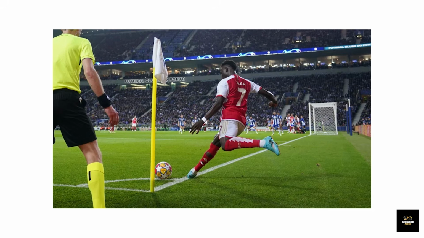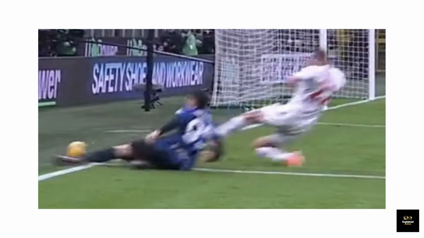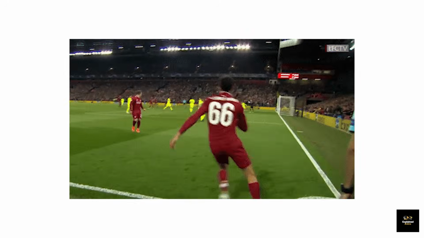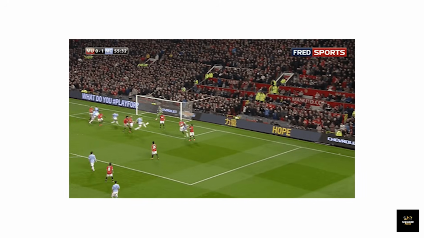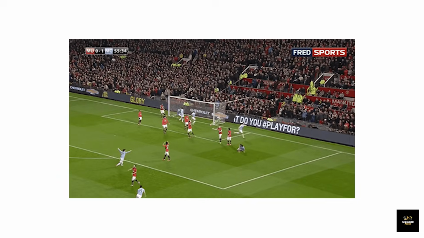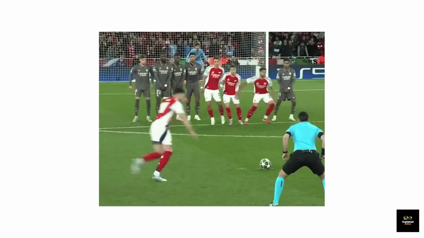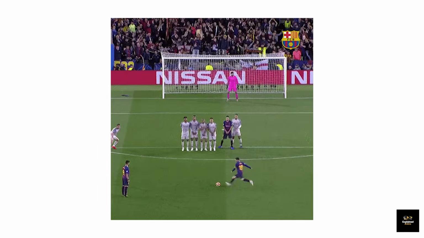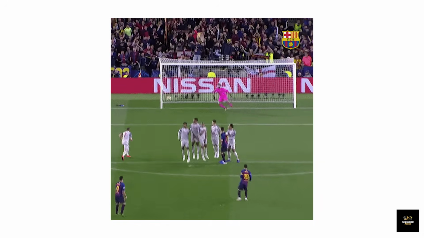Corners are awarded when the defending team puts the ball behind their own goal line, and they're one of the more common ways to create a chance in football. The attacking team delivers the ball into the penalty area, where players try to head or volley it into the net. Free kicks near goal are another major opportunity. Some players are specialists at bending the ball over or around a defensive wall and into the net.